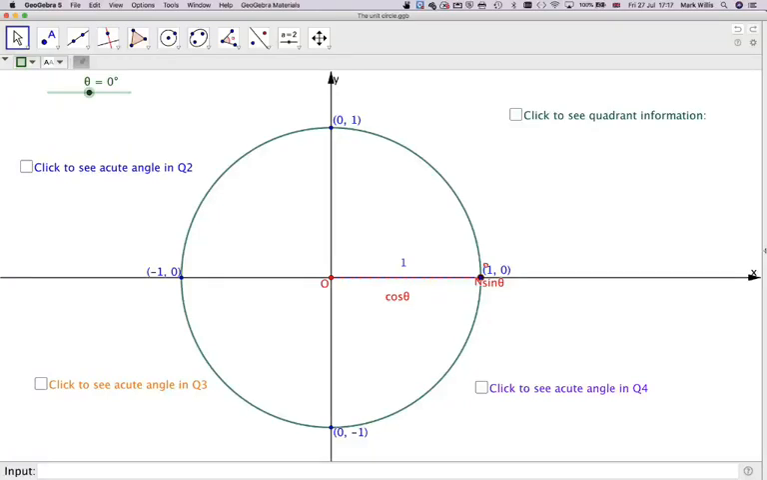Hi, in this video we're going to look more carefully at the unit circle, which we use to generate the graphs of sine x, cos x and tan x. So the unit circle has its centre on the origin. This point will be (1, 0), so this length here will be 1. This point is (0, 1), this one is (-1, 0), and this one is (0, -1).